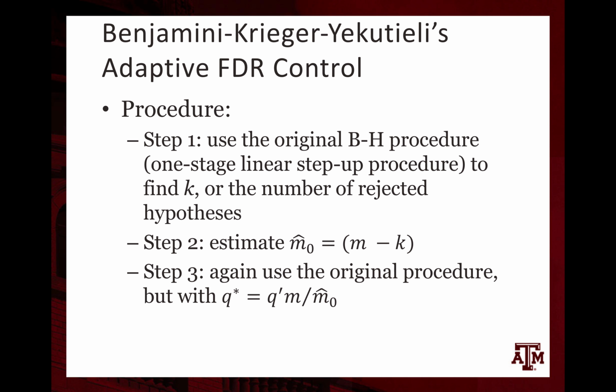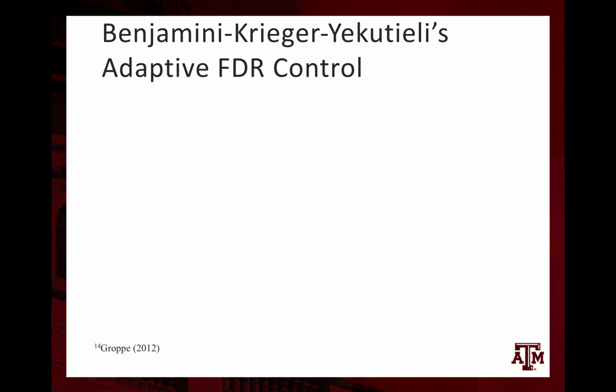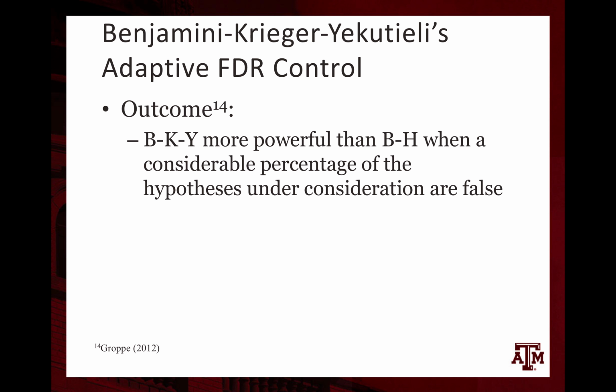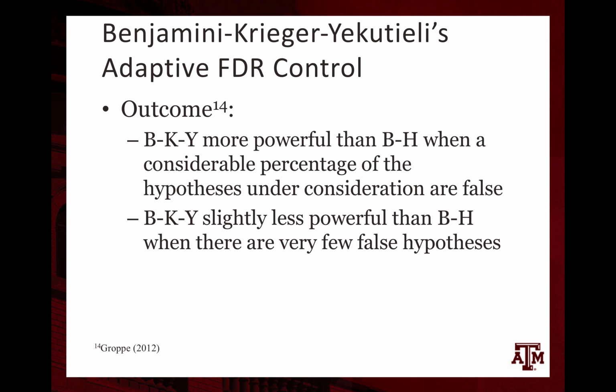Step 3 is to again use that original procedure, but now we're going to take Q star to equal Q prime times M divided by M naught hat. And Q prime is given as 0.05 in our case. So when we go through this, we have the following outcome: the BKY method is more powerful than the BH method when a considerable proportion of the hypotheses under consideration are false. It's less powerful, however, when there are very few false hypotheses. So this is something that as a practitioner, you would need to have some idea about before you went into using a particular procedure.